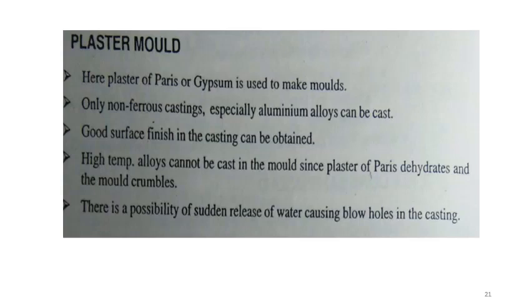High temperature alloys cannot be cast because aluminium melts at around 650 to 700 centigrade, and it is less than 900, so it can be used. That's why non-ferrous metals are used. High temperature alloys cannot be cast in the mold since the plaster of Paris dehydrates, and there is a possibility of sudden release of water causing blow holes in the casting. That's the main drawback.